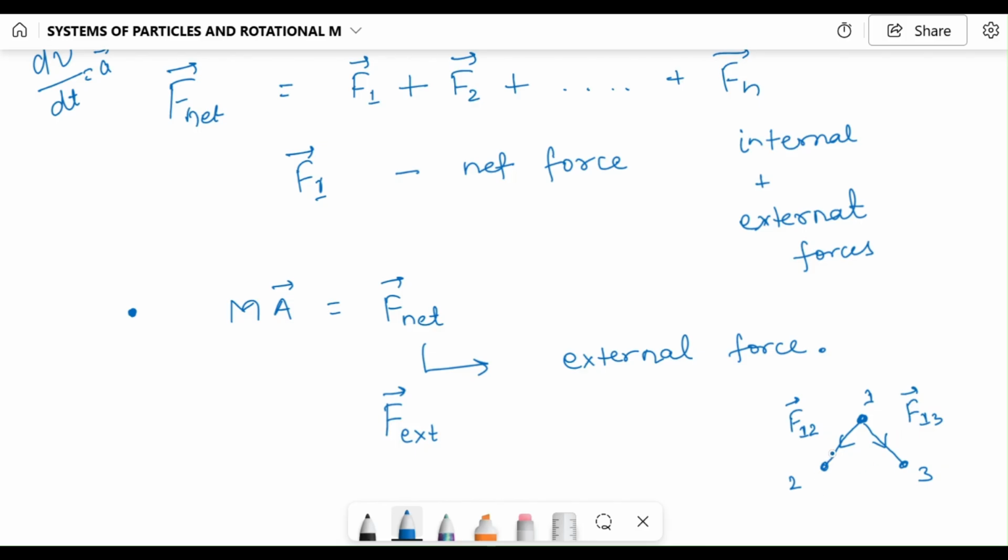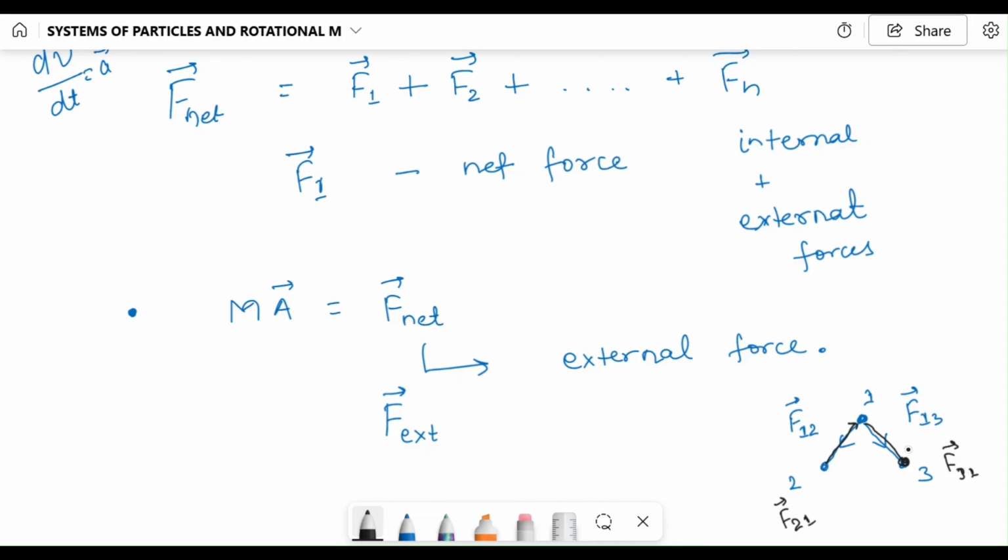Now, we know if there is one force acting on this particle due to the second particle, the first particle will also exert the same amount of force but just in the opposite direction. So we can say this second body is experiencing a force due to this first body. And in the same way, here the third particle is also experiencing a force due to the first particle.